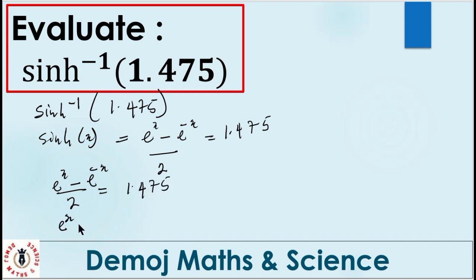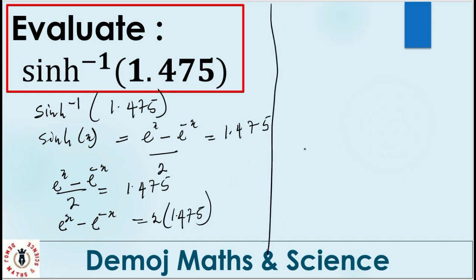My e raised to power x minus e raised to power minus x is the same thing as 2 times 1.475, so that e raised to power x minus e raised to power minus x is the same thing as 2.950 from my calculator. Now with this, if you look at this expression carefully, I have e raised to power minus x and I also have e raised to power x.